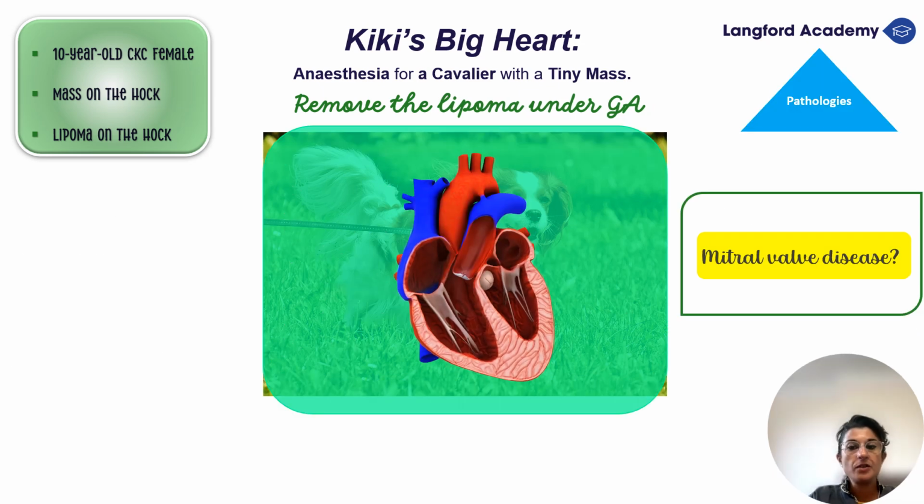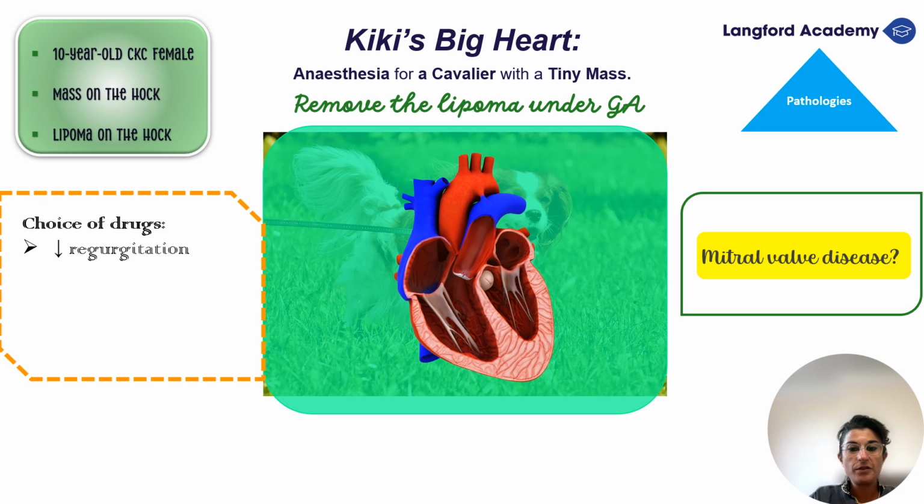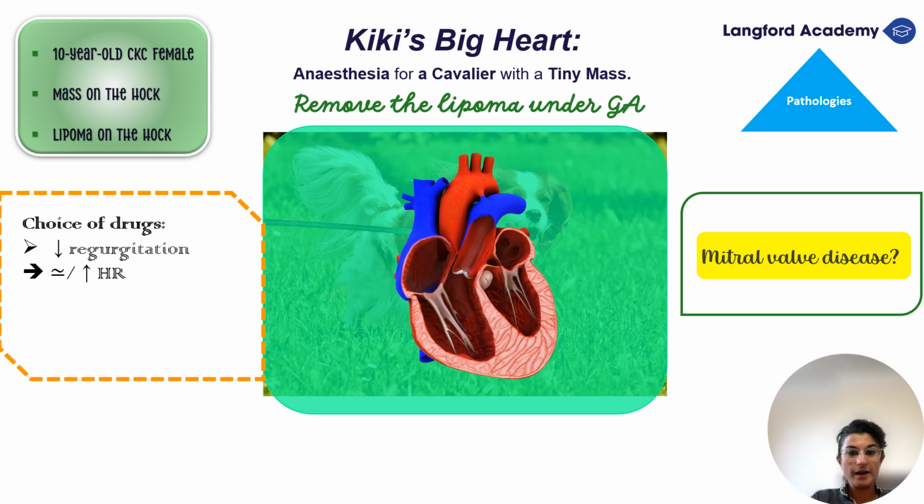So now, because he's got a mitral valve disease, you want to reduce the risk of regurgitation to the left atrium, and for that you want to maintain or slightly increase the heart rate to reduce the diastolic time and therefore the ventricular filling. So if you reduce the diastolic time, there would be less blood coming back to the ventricle and therefore less to regurgitate.